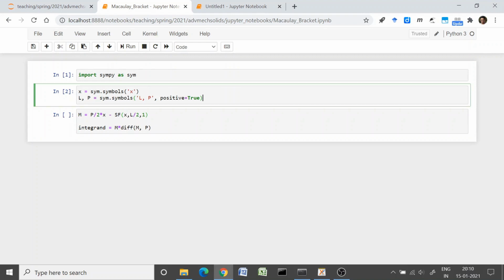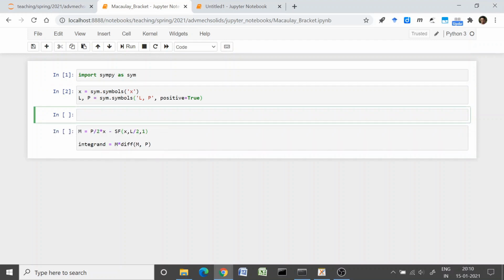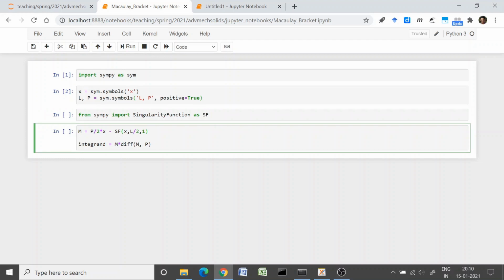SF, as I mentioned, is not predefined in this fashion. However, the singularity function, just like the Heaviside function, is very much defined within symbolic Python. So what we'll do is import it from SymPy, import SingularityFunction, but use the alias SF, so that we are free to use it in short later on. So this is the form for M.